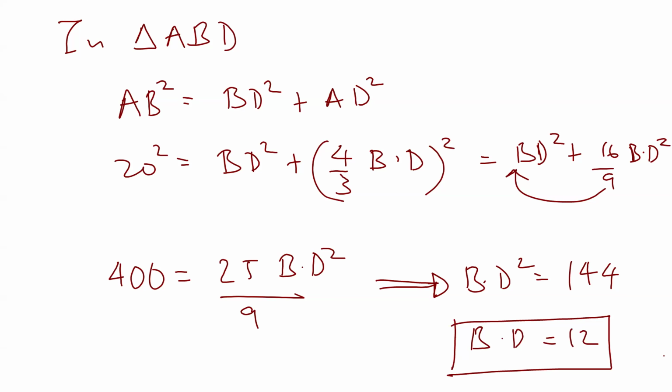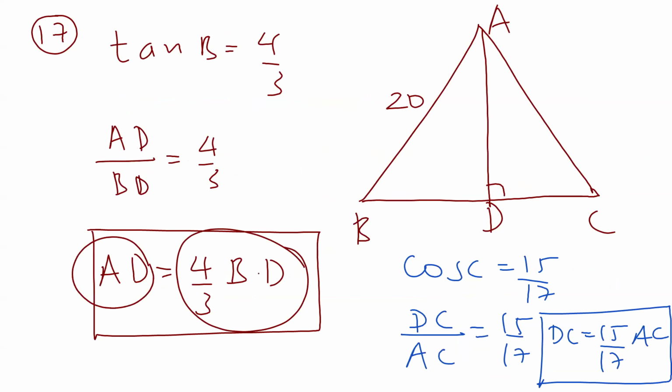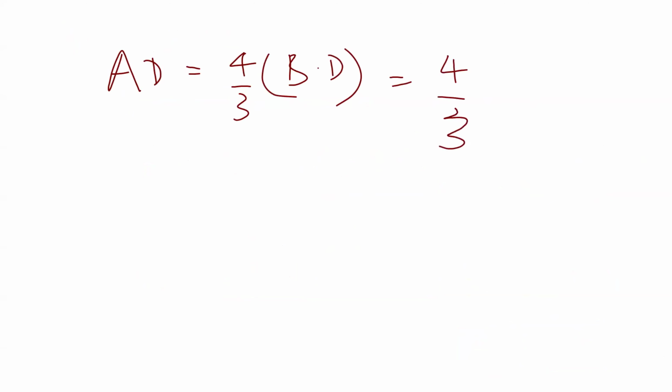Now we know one thing for sure. AD is equal to 4 by 3 BD. So 4 by 3 into 12. 3 fours are 12, so AD is equal to 16 centimeters. So we got the value of AD. AD, BD, we got those values.